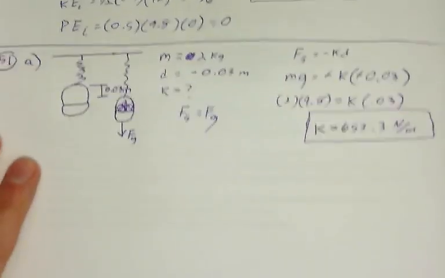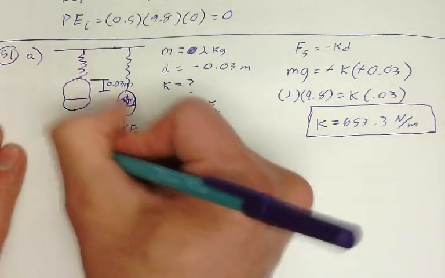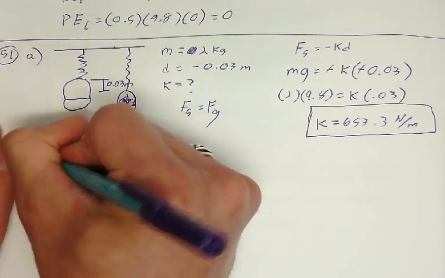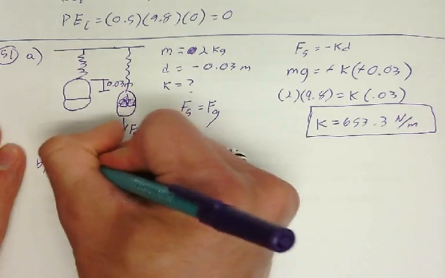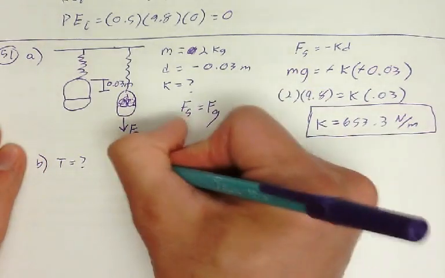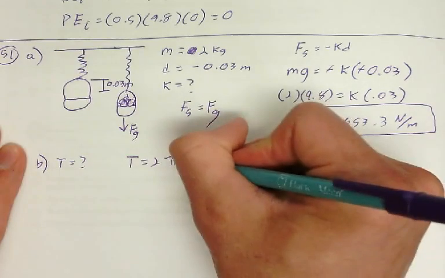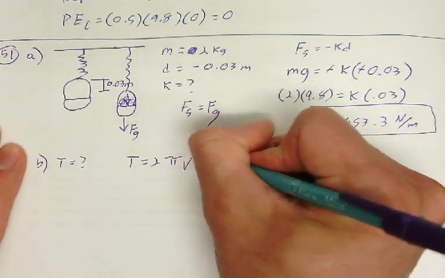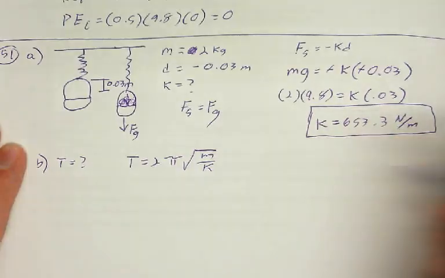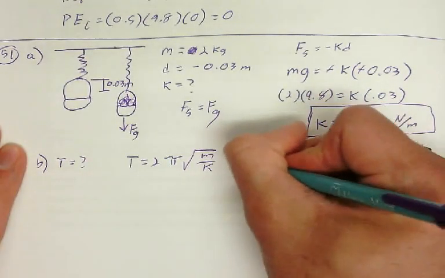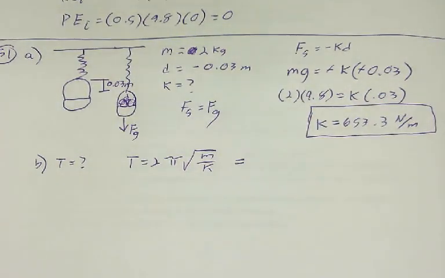Okay. All right. So let's look at B. B wants to know what the period is. Well, that's easy enough. You just use the other equation. Period is equal to 2 pi square root of m over k. So just plug everything in. Okay, so see if you can do that. Plug everything in, see what you get. Plug everything in, get an answer for T, and I'll let you know if it's right or not.